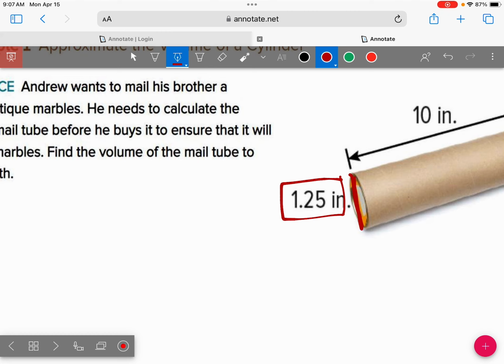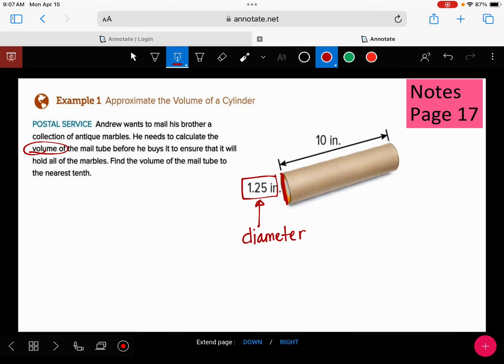That's the diameter because it goes from edge to edge. So this number, as it is written, is your diameter. And that's not what you use to find the volume. So your very first step before you do anything is to figure out the radius. Radius equals 1.25 divided by 2.